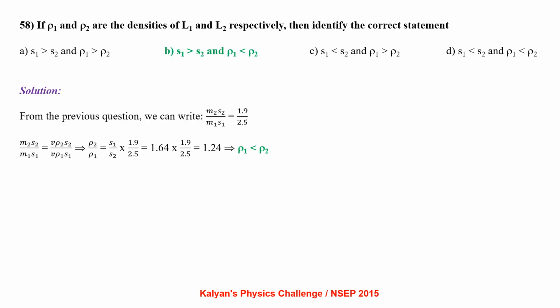If ρ1 and ρ2 are the densities of L1 and L2 respectively, then identify the correct statements. From the previous question, we can write M2 S2 by M1 S1 equal to 1.9 by 2.5. That is M2 S2 by M1 S1 equal to V ρ2 S2 by V ρ1 S1. Here we have written mass equal to volume into density. So ρ2 by ρ1 equals S1 by S2 into 1.9 by 2.5, that is 1.64 into 1.9 by 2.5, which is 1.24, indicating that ρ1 is less than ρ2. So the correct option is B.